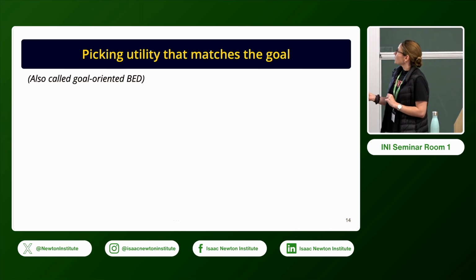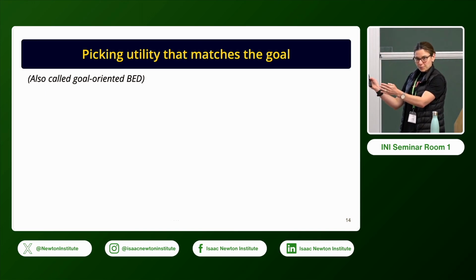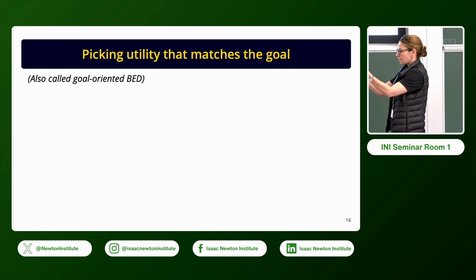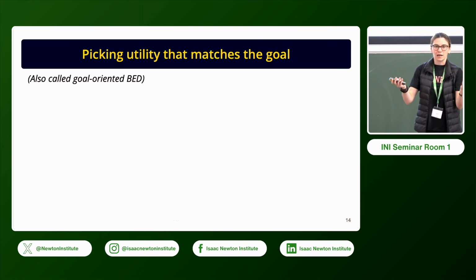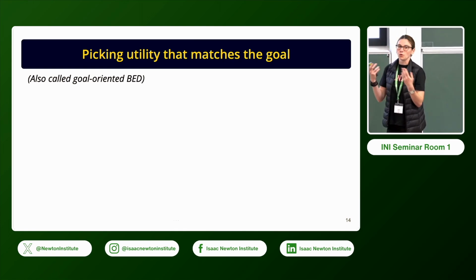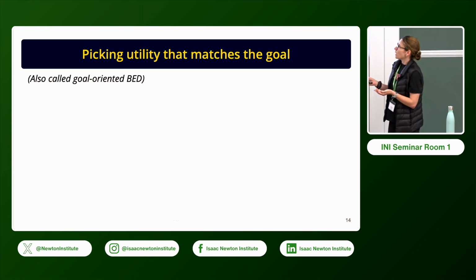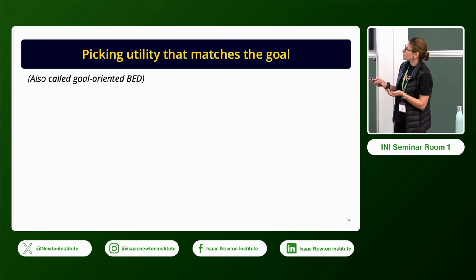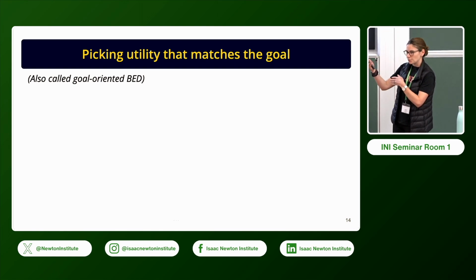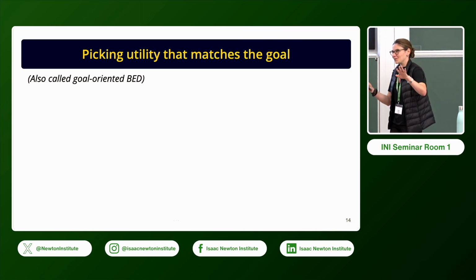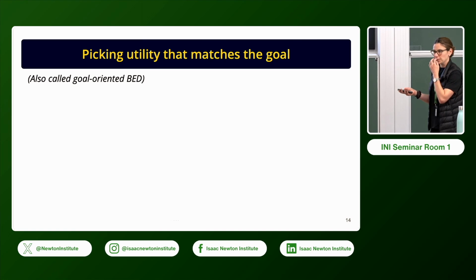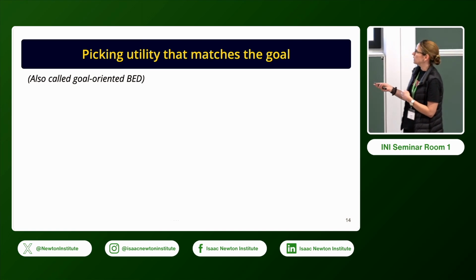And this general recipe allows us to pick functions that actually are aligned with the goal of whatever we're trying to do. Oftentimes, this is precisely the reason why we refer to this sort of going beyond parameter estimation as goal-oriented Bayesian experimental design. So some papers treat this as specifically goal-oriented BED.